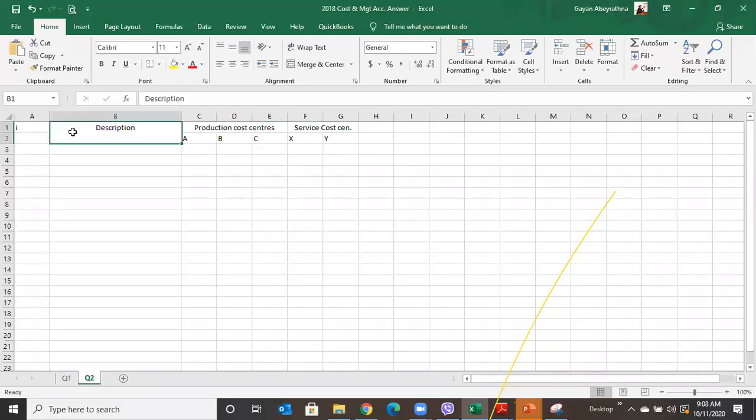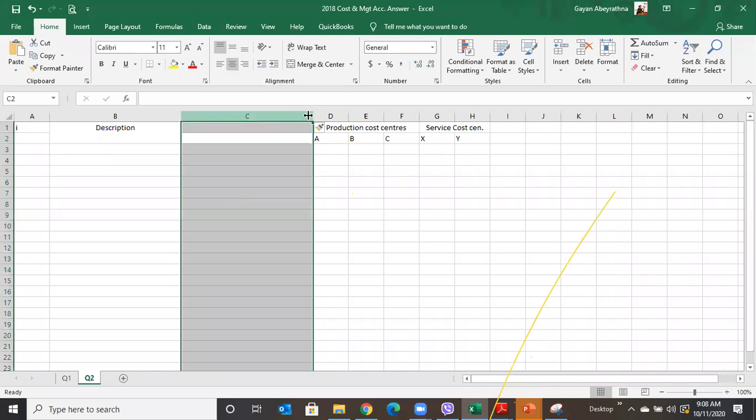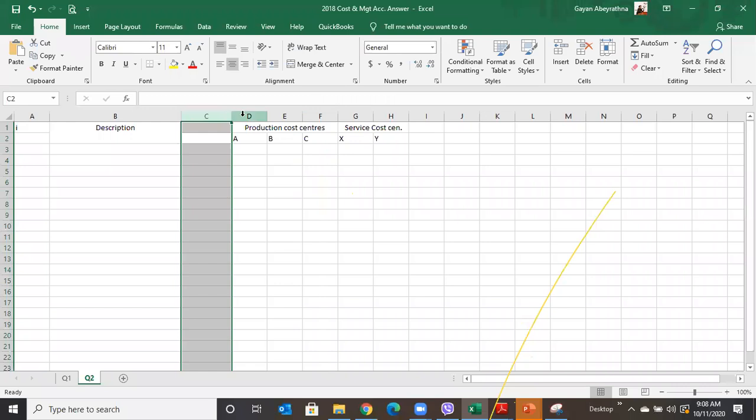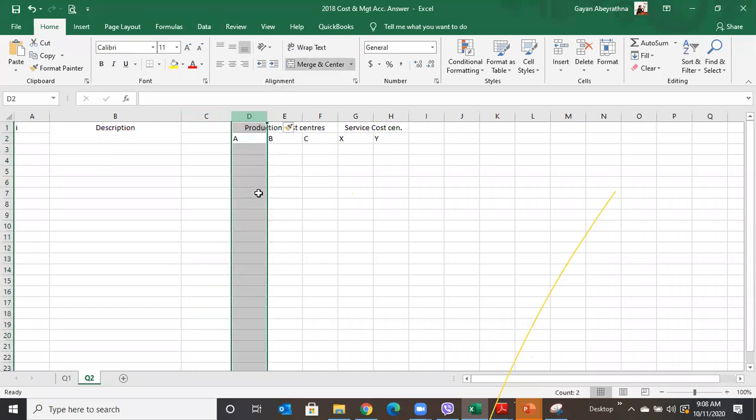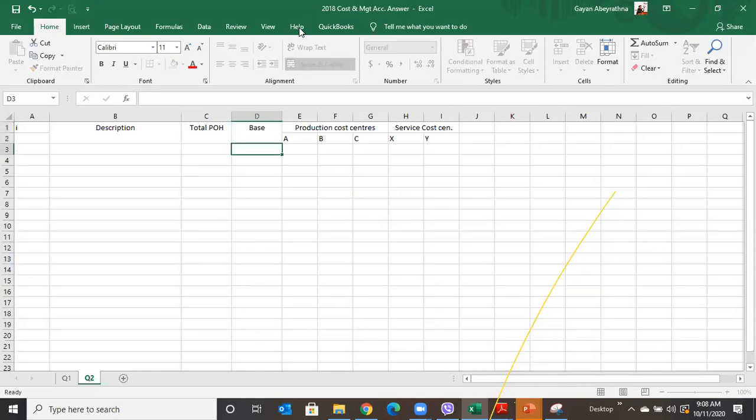Here let's have a table with a column to record the total and the base. Total cost, total production overheads and the base, the basis on which we divide.